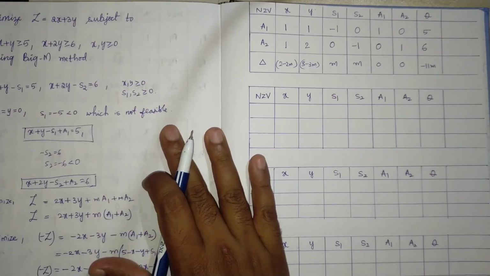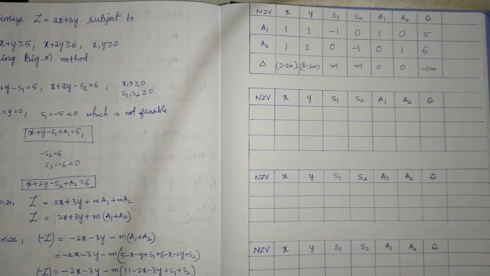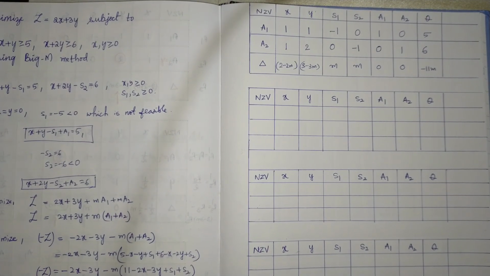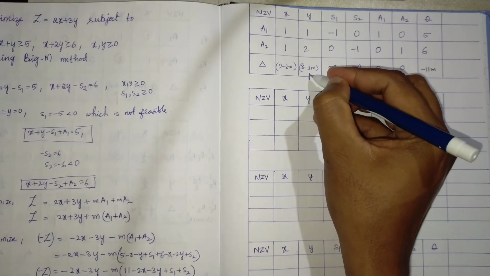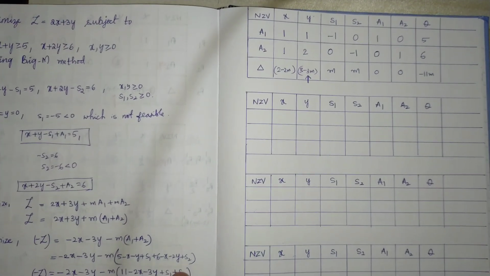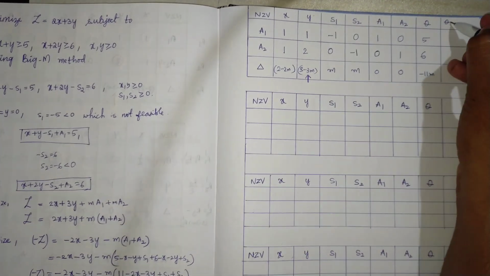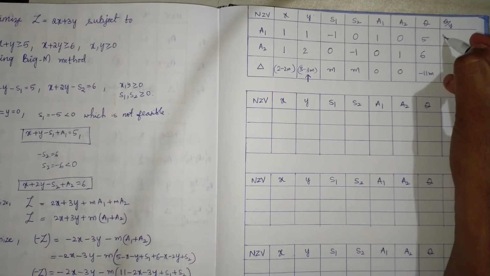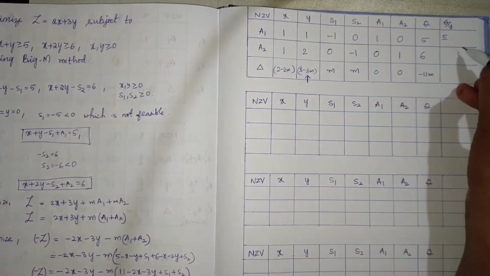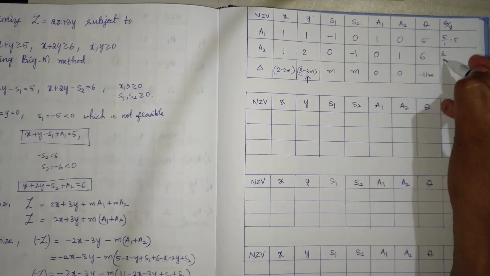So what is the next step? We need to identify the smallest negative number. Okay. So in the delta row, we need to identify the smallest negative number. So this is the smallest negative number. Okay. So this is your pivotal column. And later we need to calculate the ratio. So quantity by the pivotal column is y. So we have 5 by 1, which is 5, and we have 6 by 2, which is 3.